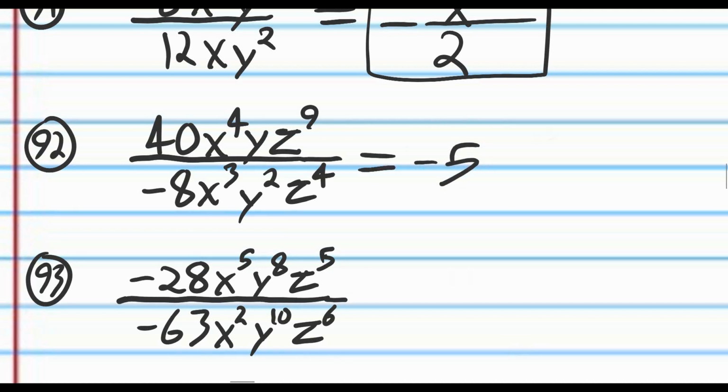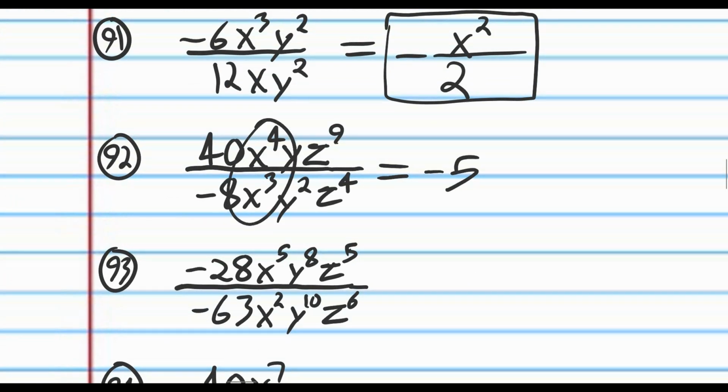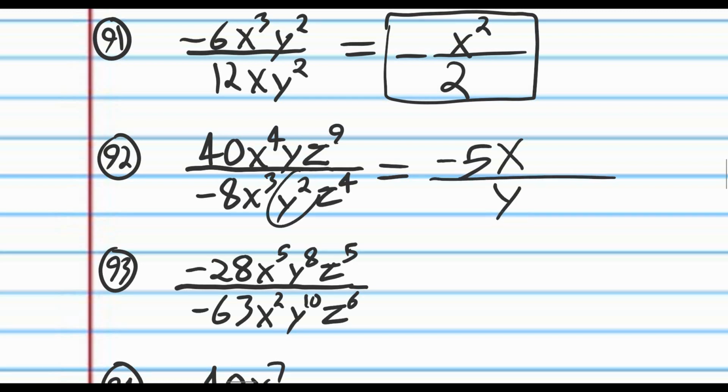And 4 minus 3 is x, and there's more x's on top, so that's going to end up on top. I'm going to move that up a little bit. And y, there's more y's on the bottom. So if we subtract 2 minus 1, we get 1, but the y is going to be in the bottom because there's more y's on the bottom than on the top.